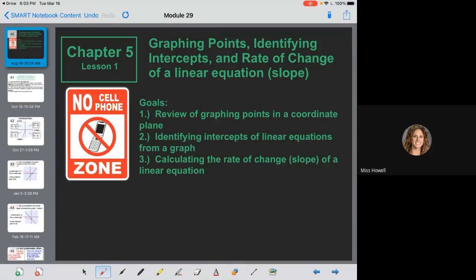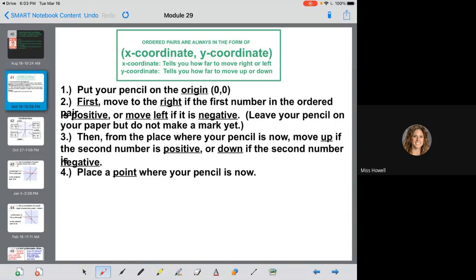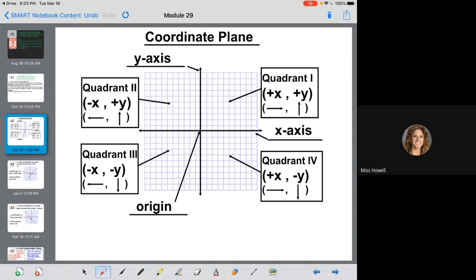At this point, we've looked at how to take an ordered pair and plot it in its appropriate location in a coordinate plane. Or if we have a point already graphed in a coordinate plane, can we identify its ordered pair or its quadrant or axis of location? Please remember, ordered pairs are always in the format of x, comma, y: how far did we move right or left, and how far did we move up or down comes second.